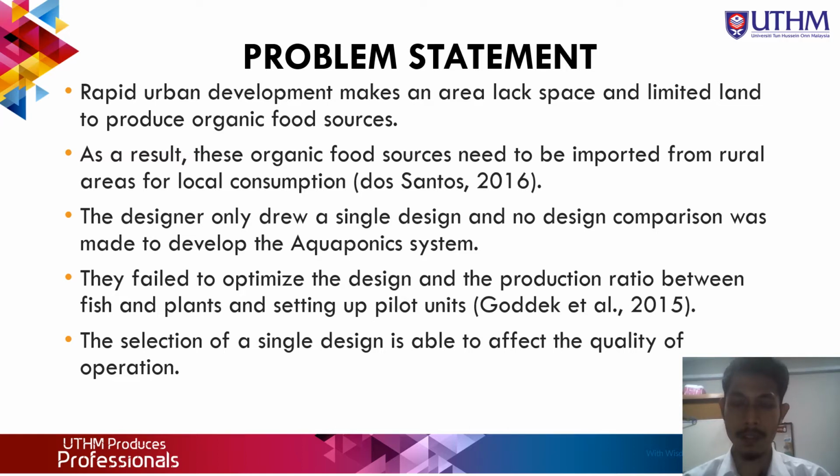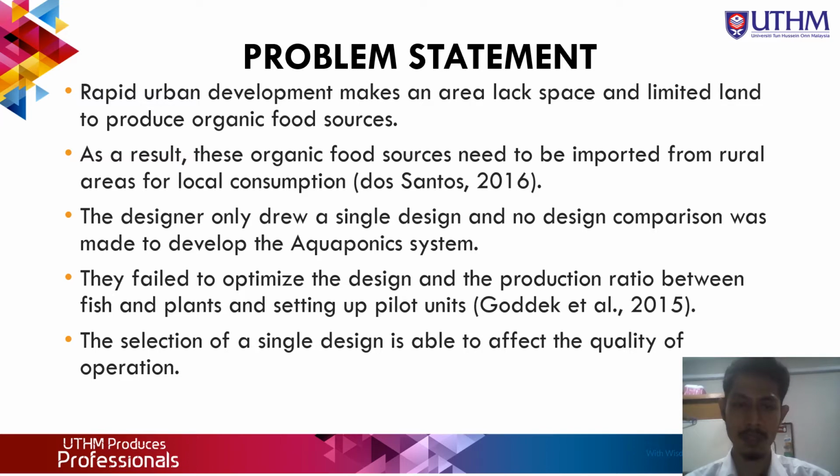So the development of an aquaponic system will help the community to produce their own food sources, which is vegetables and fish, because this aquaponic system can be developed in a small space, which is in the home area or in an abandoned place, such as an abandoned factory, because the system does not need strong sunlight.